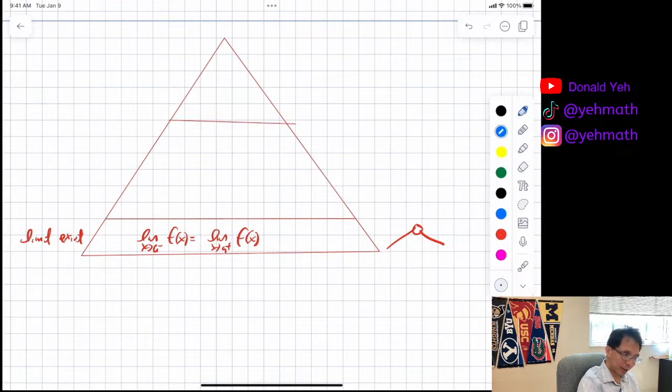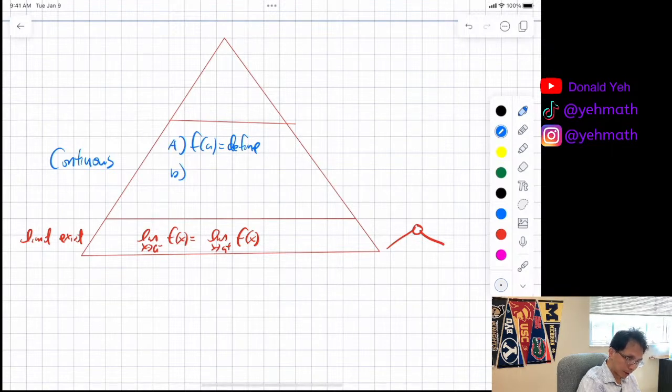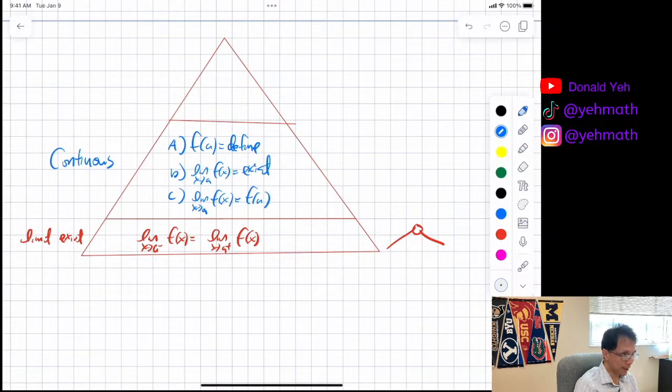The next thing is continuity. Continuous says, a, f of a must be defined. This is a, this is b, and this says the limit as x approaches a of f of x exists, which is the bottom part. C is the limit as x approaches a of f of x equals f of a. This is continuity. You learned that from the last test.